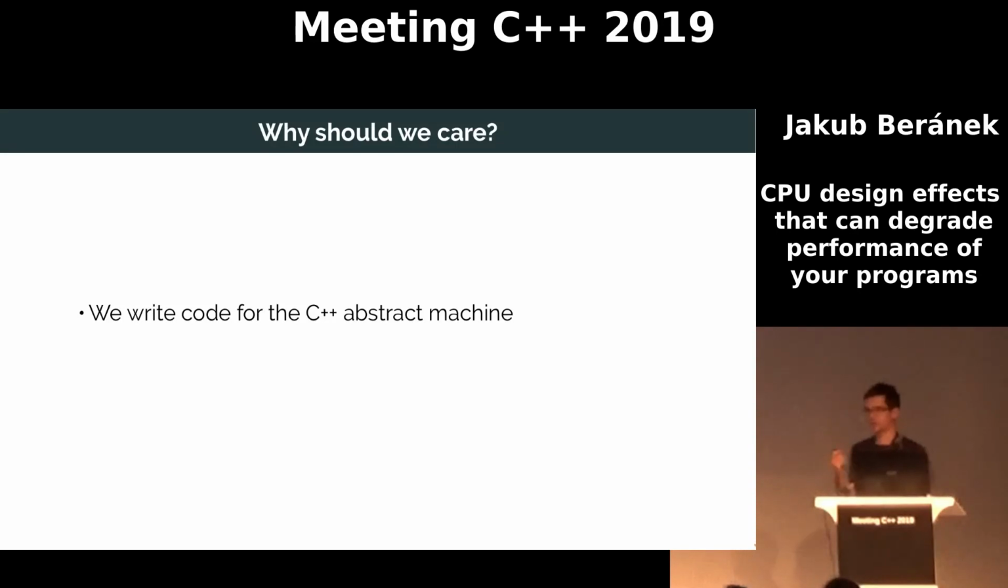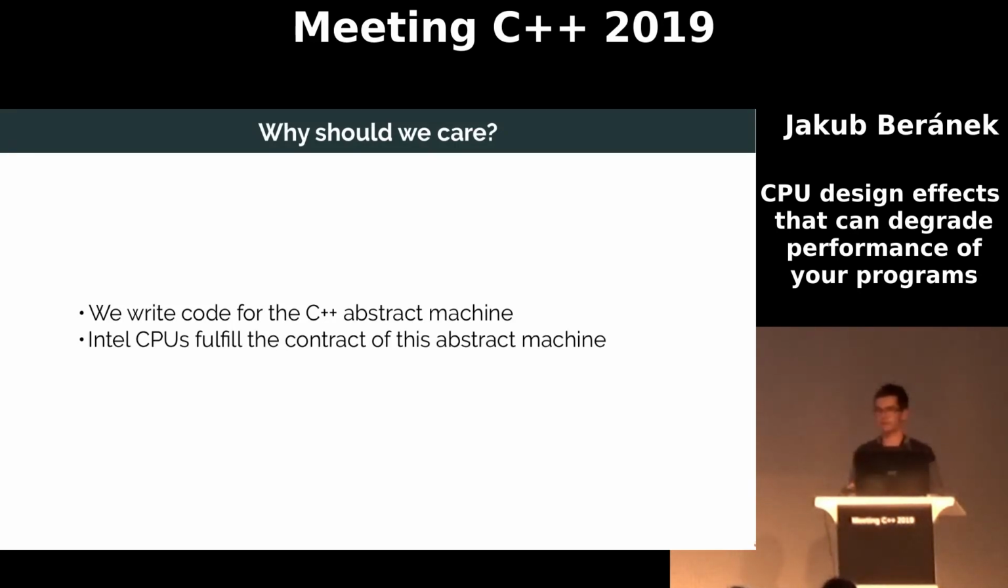I think that we should care about this because there is a fundamental abstraction gap between what we write and what we execute. When you write C++ programs, you write code against the rules of the C++ abstract machine, as defined in the C++ standard. This is a relatively simple and sequentially executing machine. And Intel CPUs try to fulfill the contract of this machine. They try to provide the same outputs for the same inputs, so that they behave like they are following the C++ rules, or whatever other language.